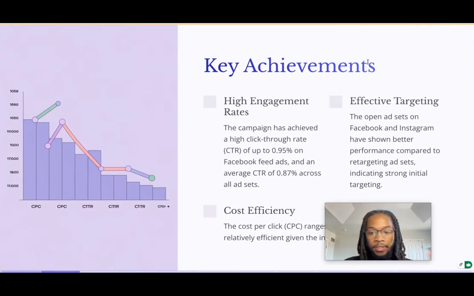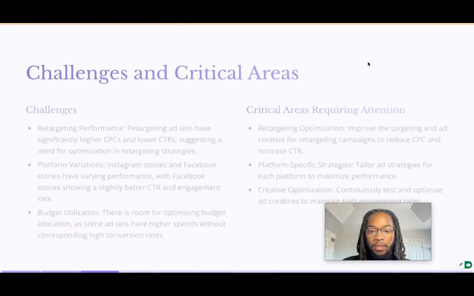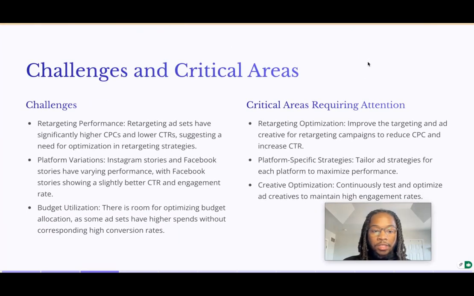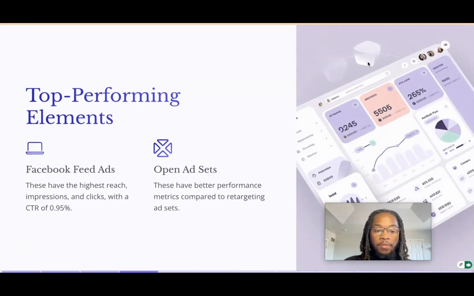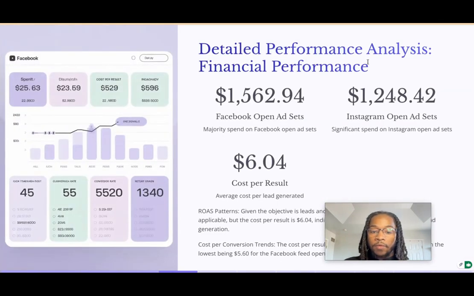And it basically put a doc together for you, slide deck, key achievements, challenges and critical areas of the campaign. Then you have top performing elements, which it pulled in either like placements and different feeds and ad sets. Facebook feed ads perform the best based on CTR. And then open ad sets, which is basically ad sets that don't have any targeting, essentially outside of age demographics, so a broad audience. And then you have a detailed performance analysis.